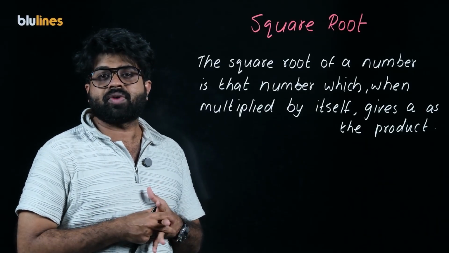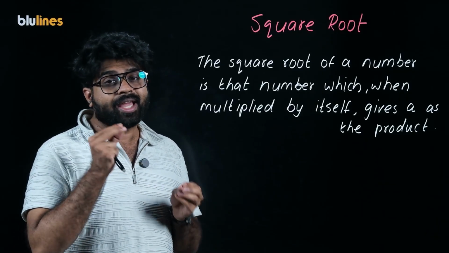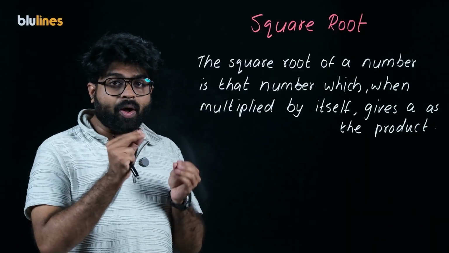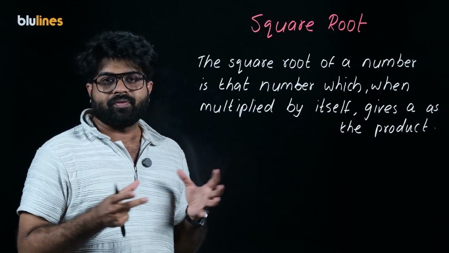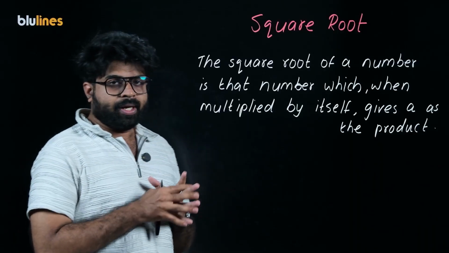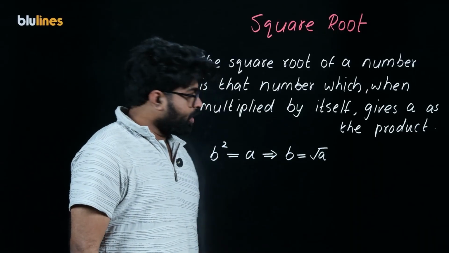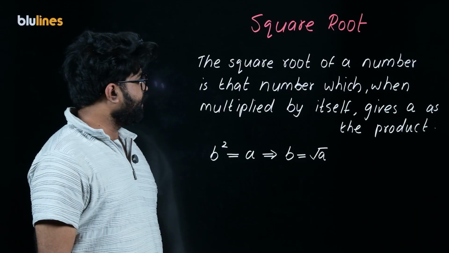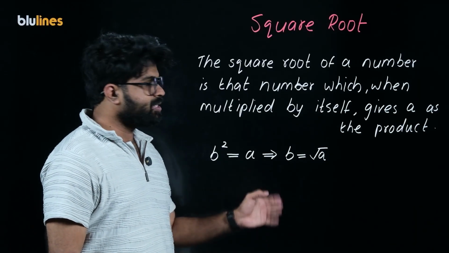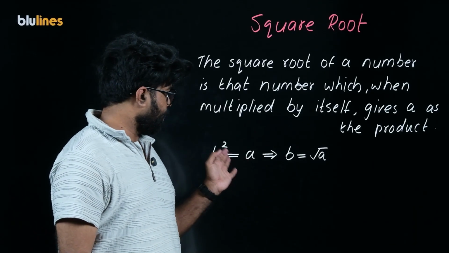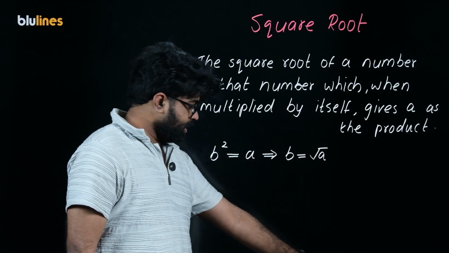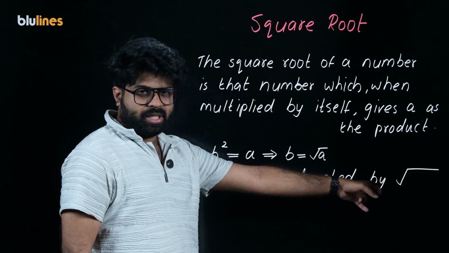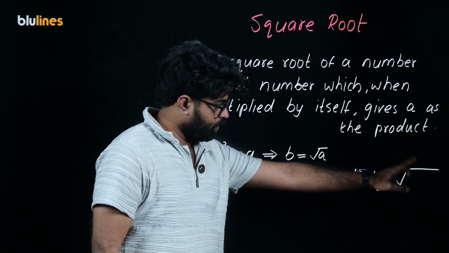So if someone asks us what's the square root of 3, does there exist any positive number such that the number multiplied with itself gives us 3? No, we don't have such a number. So similarly, we can go for the definition. The square root of a number is that number which when multiplied by itself gives us the product. So b square is equal to a, which implies b is equal to root a. So basically, this is the notation for square root. We are using this as a notation.